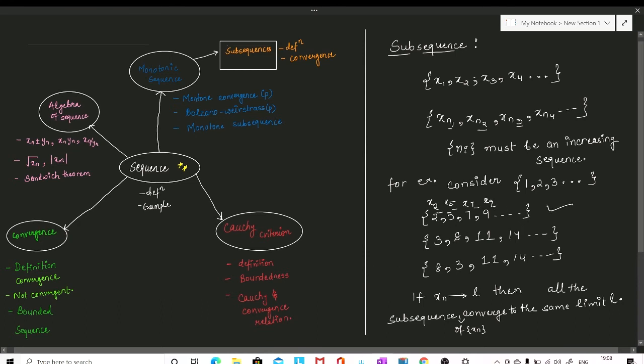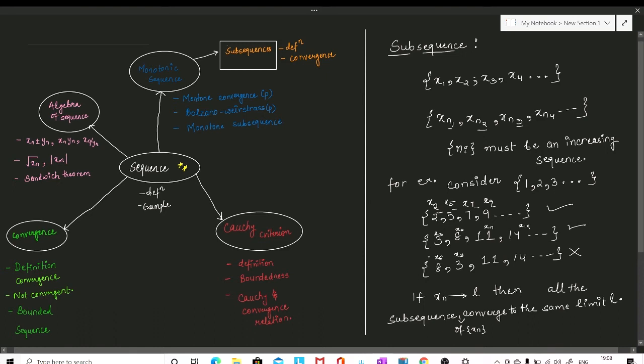Similarly here you see 3, 8, 11, 14. So this is x3, this is x8, this is x11, this is x14. So indices are basically in increasing order. This is also a subsequence. But here you see that we first pick the 8th term x8 and then we pick the third term. So indices are not in increasing order, so this is not a subsequence. All you need to take care of to check whether a given sequence is actually a subsequence is to check whether its indices are in increasing order.